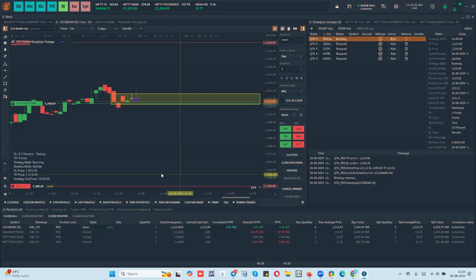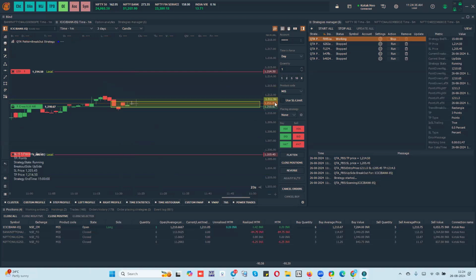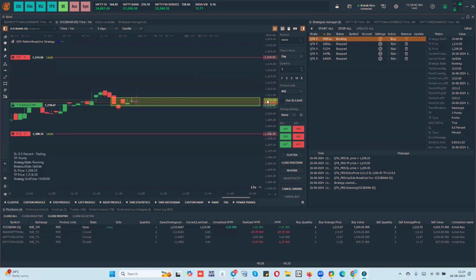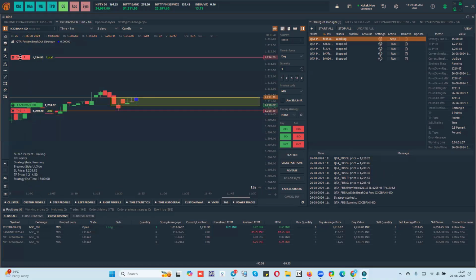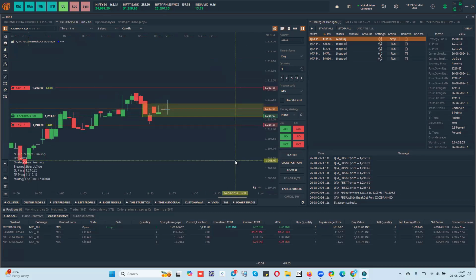So you can see the market broke on the upside. It placed the order with a stop loss of half a percent and take profit of 3 points. Anyway, I will just move closer to the price so that I can exit this particular trade. Then I will show you one more example, which is going to be a channel breakout.